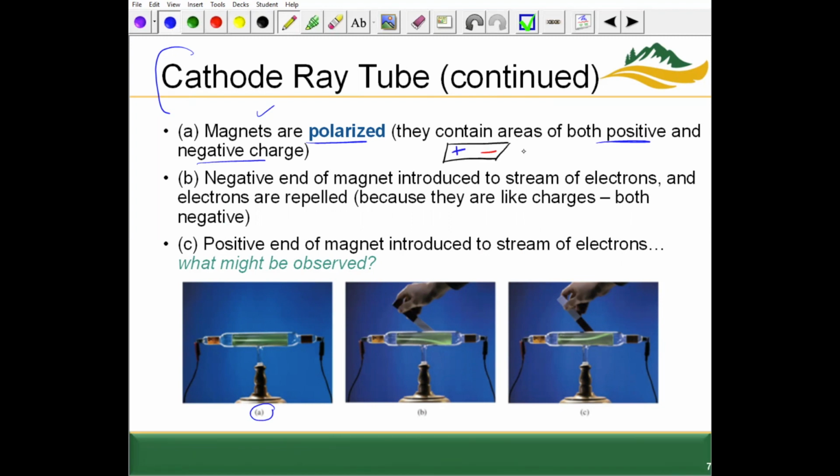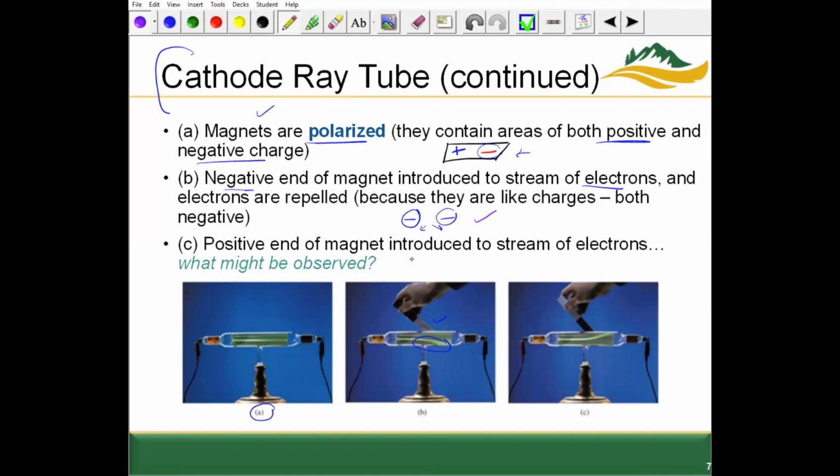So when Thomson placed this magnet in the way of these cathode rays, specifically when the negative end of the magnet was placed in the way of these rays, which we know turned out to be electrons, the electrons were repelled in the presence of the negative end of the polarized magnet. Why would they be repelled? Well, we remember that like charges repel one another, so the negative end of the magnet and negatively charged electrons are going to repel one another. This is how he was able to describe that electrons are particles that are negatively charged specifically.